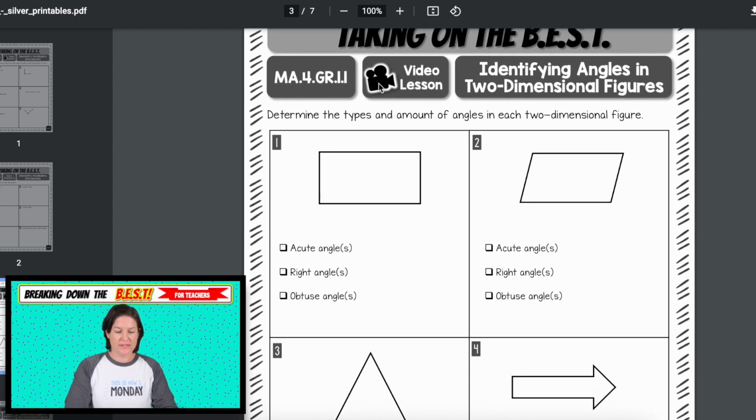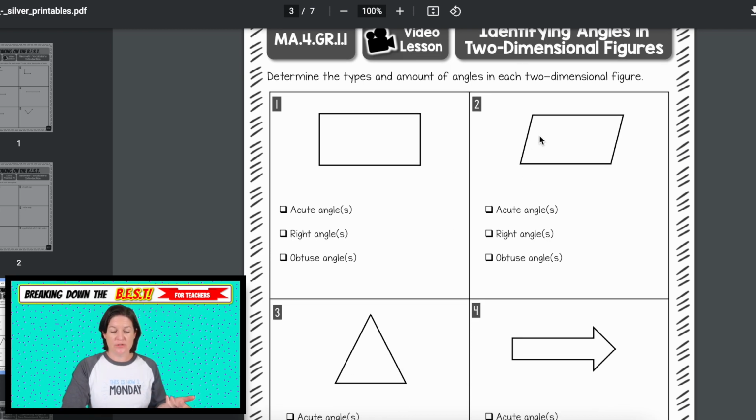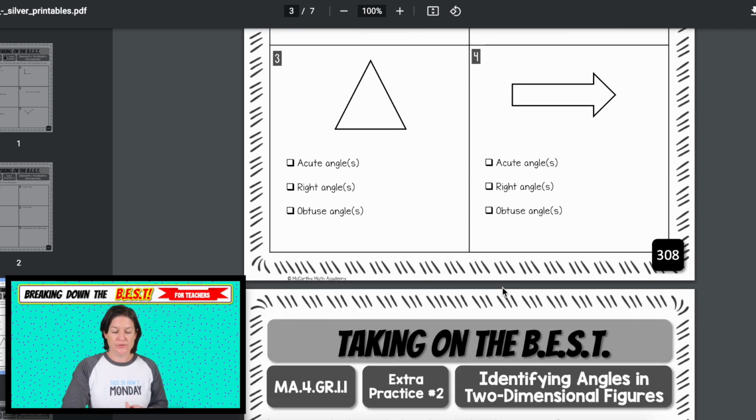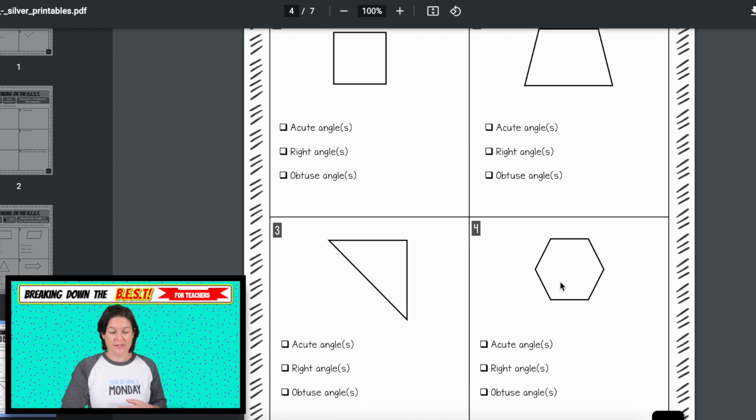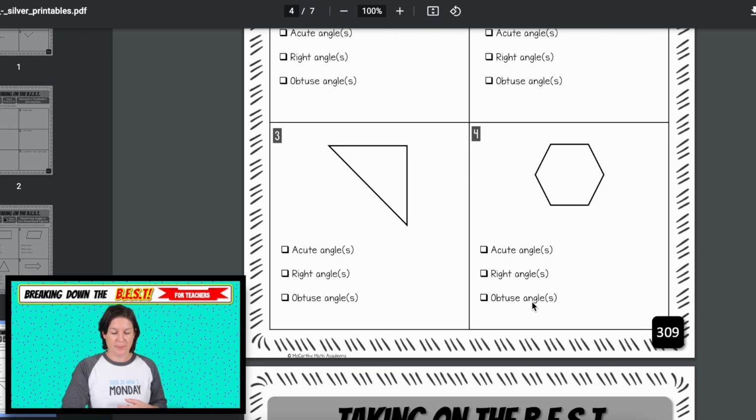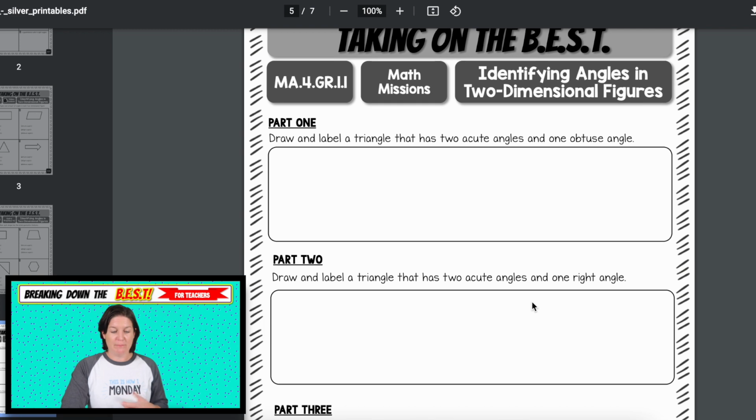In this video lesson, the next video lesson, we're identifying angles in two-dimensional figures as well. So like you just saw in the video, taking the square corner and identifying, do we have acute, right, or obtuse angles? And then there's extra practice with other shapes where they can identify the angles of each. After that, we have a math mission. So after you have the video lesson extra practice, then you have 2 additional activities.